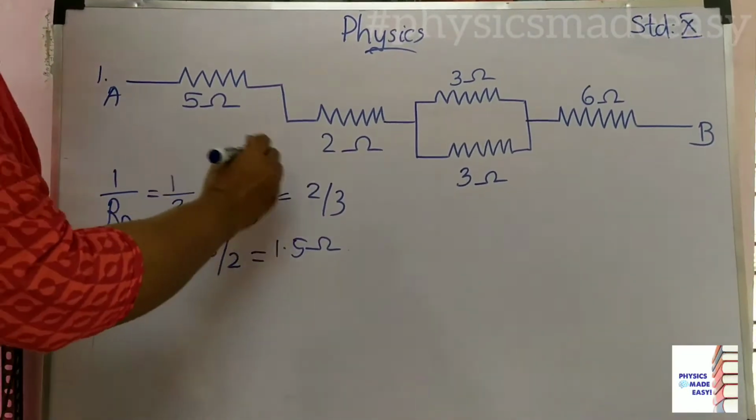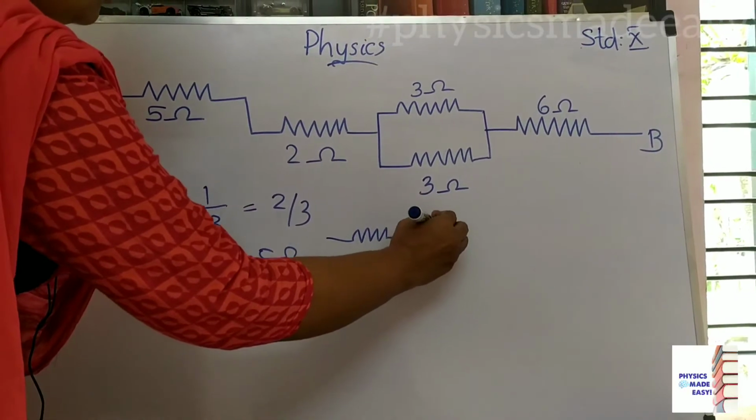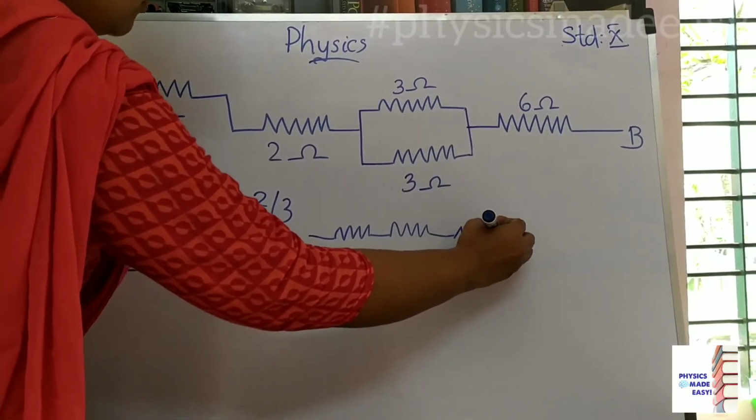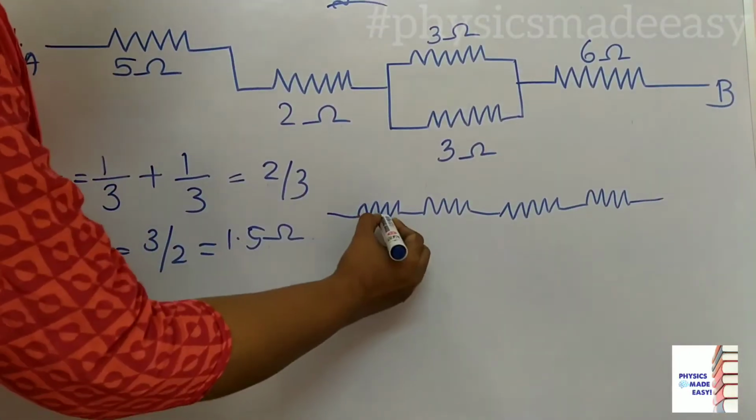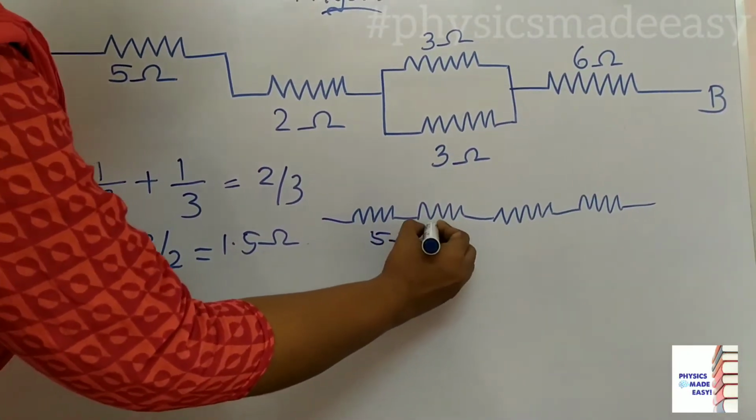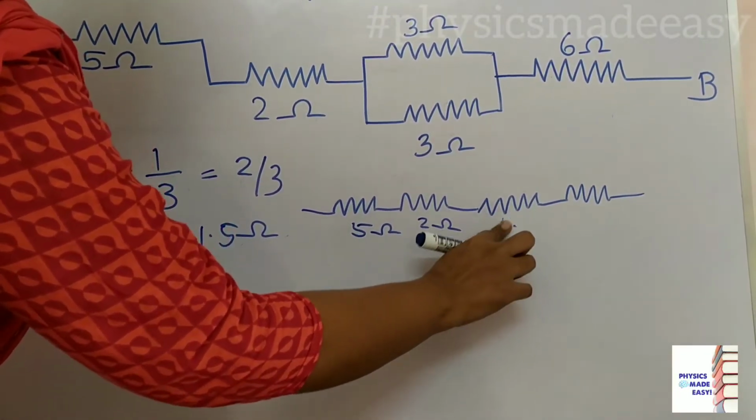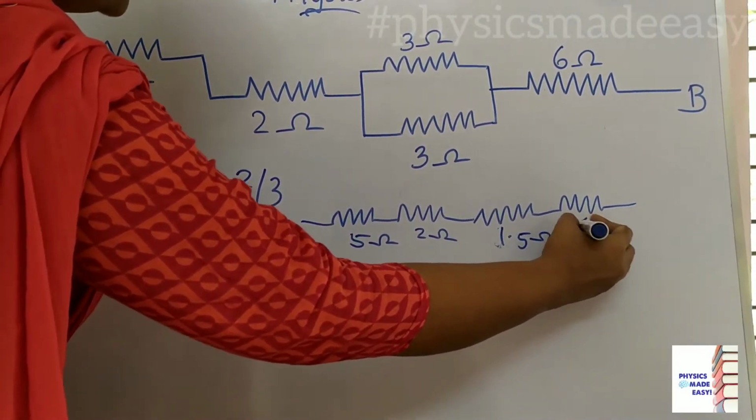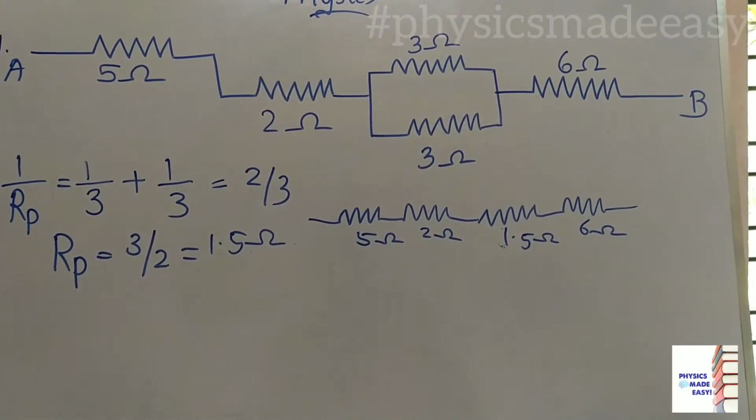Then how can you redraw this? Here 5 ohm there, then 2 ohm. Now we can replace this combination by 1.5 ohm, then again 6 ohm. So here 5 there, 2 ohm there, 1.5 ohm here, then 6 ohm. Then you can see all these are connected in series.